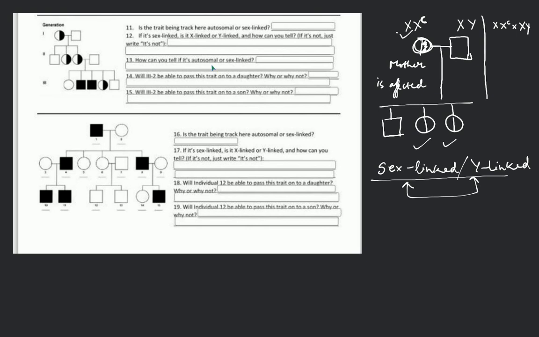So the disease would be autosomal. Yes, it'd be autosomal because it's not from the father. Yes, that's right. That's correct.